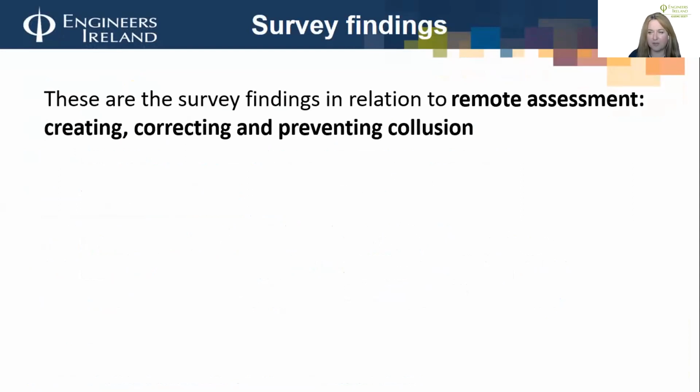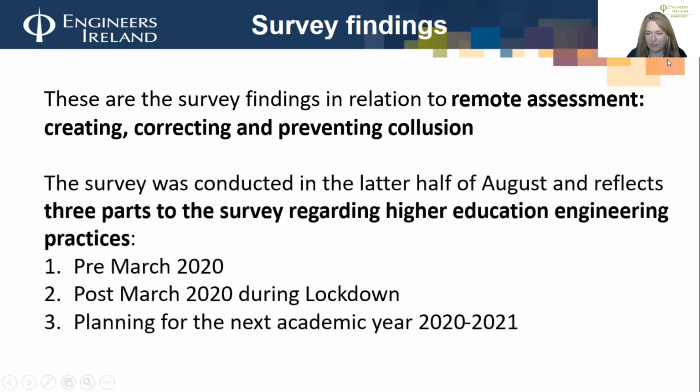Just to recap, the survey was conducted on remote assessments, creating, correcting, preventing collusion. So the information that I'm presenting now just relates to that. The survey was broader than that. It was conducted in the latter half of August, and there were 3 parts. We looked at assessment practices in engineering education pre-March 2020. We continue then looking at what happened post-March 2020 during lockdown. And then we looked at forward planning to see what people were going to do for assessments during this academic year.